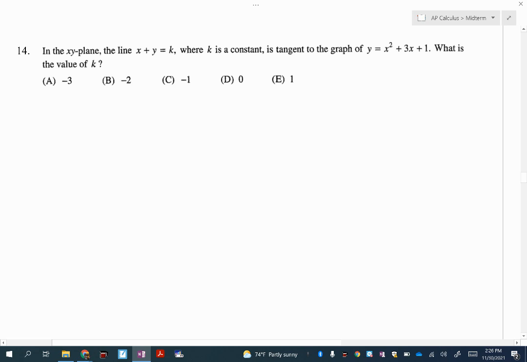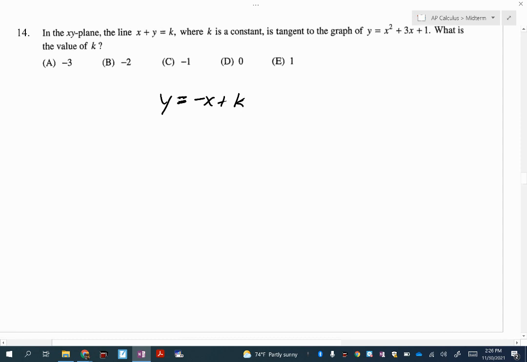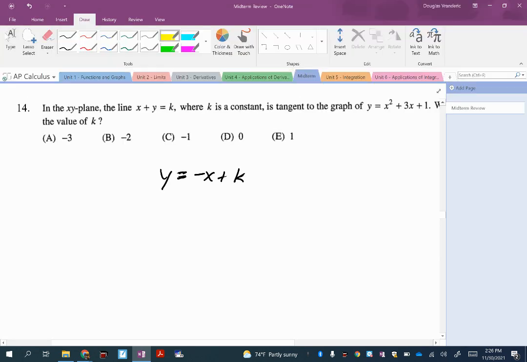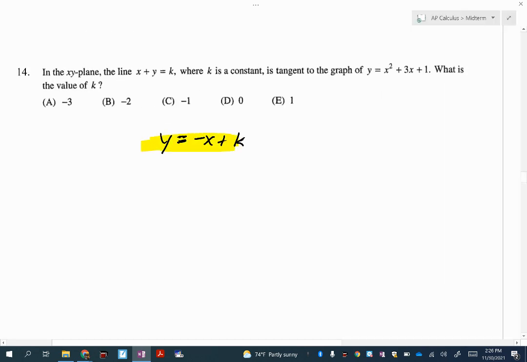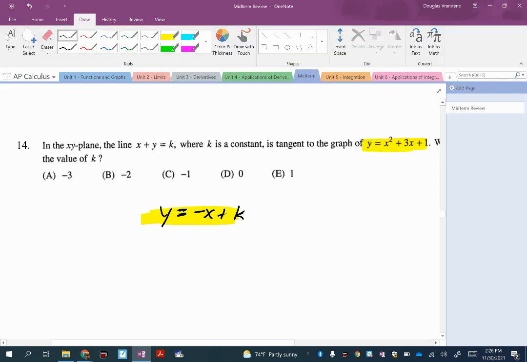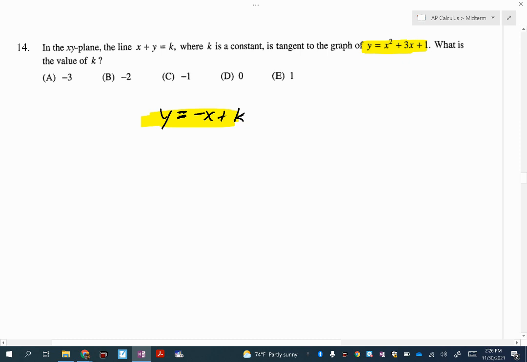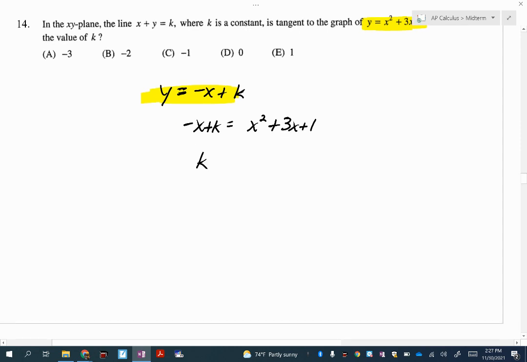So the first thing that I know is that if the line, which I'm going to write in slope-intercept form, y equals negative x plus k, is going to be tangent to this graph, they need to actually equal each other, right? So the first thing I know is that at some point, they're going to intersect. So I'm going to set them equal to each other, set my y's equal and solve for k. You'll notice I won't be able to actually solve for k yet. So x squared plus 4x plus 1, all right?